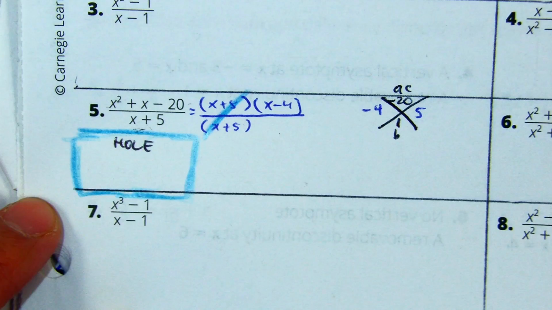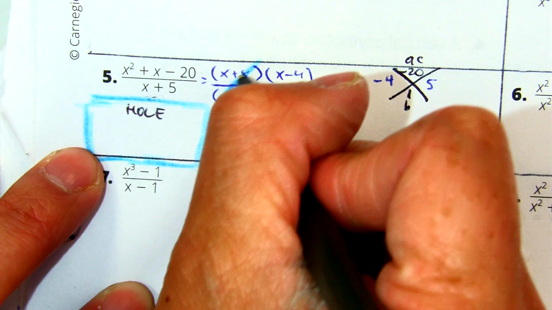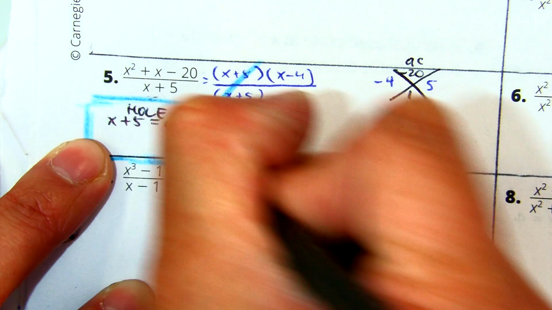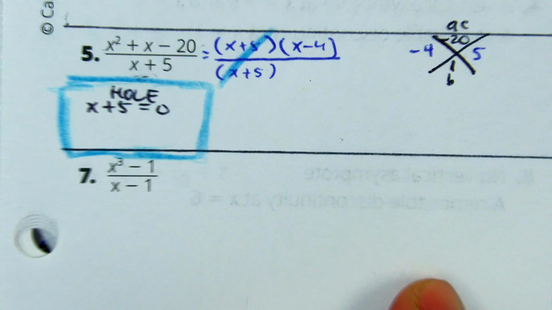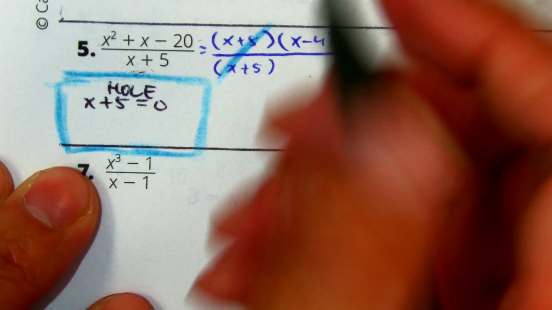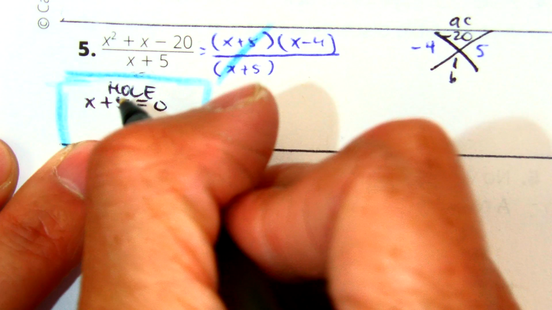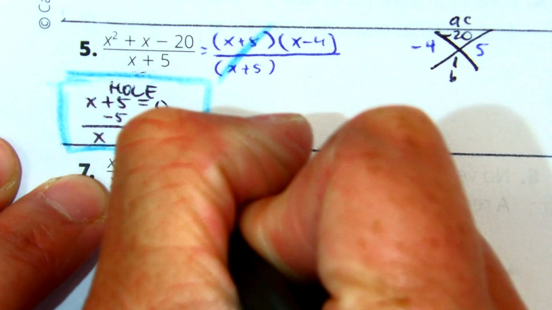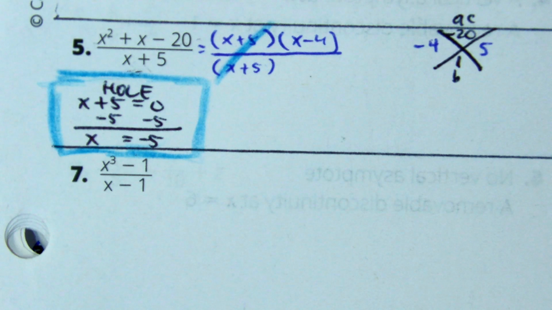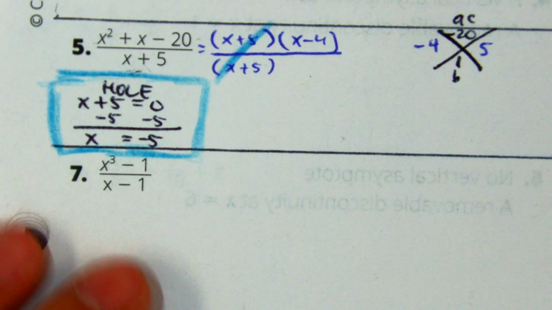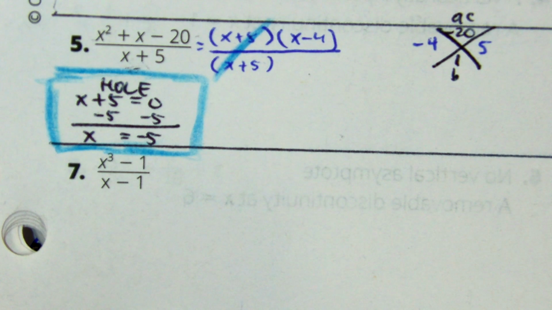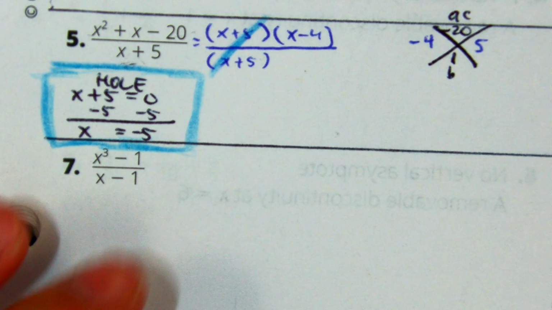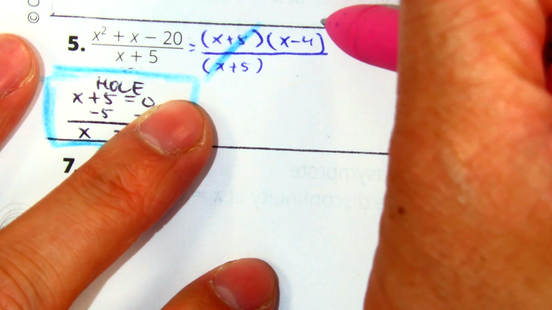And this removable hole, x plus 5, I'm going to set it equal to 0. Class, what did I do? Set it equal to 0. And if you solve, x is equal to what? X equals negative 5. There's going to be a donut hole on our graph. All right, put your finger on what we did not cancel. We did not cancel x minus 4.